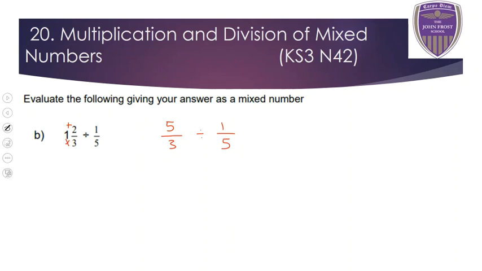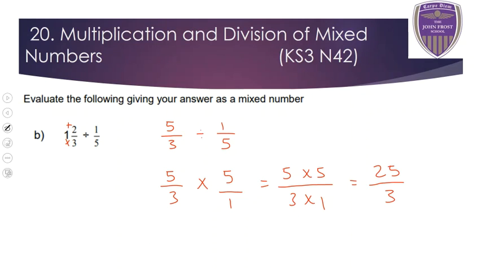Now we do keep, change, flip. So keep the 5 over 3 the same, change the divide to multiply, and then flip the second fraction over. So instead of 1 over 5, it's 5 over 1. And now that is the same as the last question, isn't it? Now it's times, so we times the top 2 together, times the bottom 2 together. So 5 times 5 for your numerator, 3 times 1 for your denominator. So that is 25 over 3.